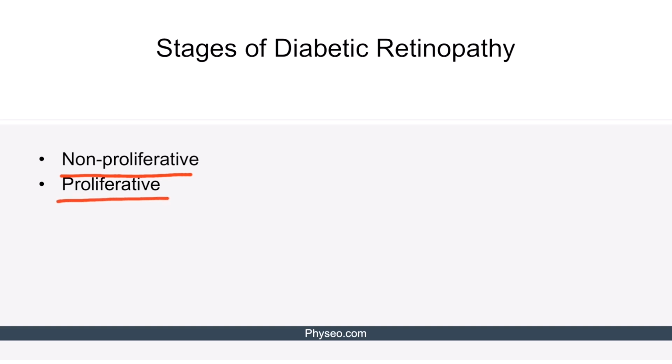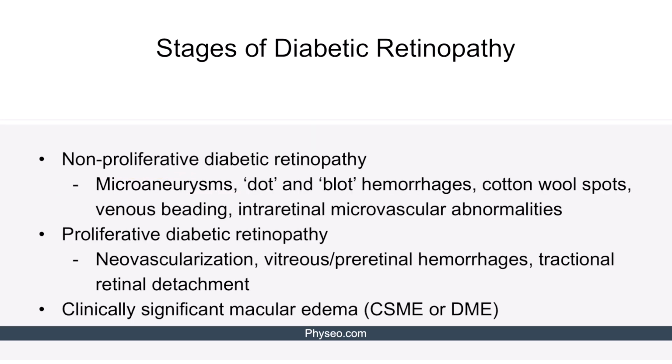On fundoscopic exam, when we can appreciate signs of diabetic retinopathy in the absence of neovascularization, we define this as non-proliferative diabetic retinopathy. And in more advanced stages, where neovascularization can be appreciated on exam, we define this as proliferative diabetic retinopathy. Let's try to focus on the most important changes, which help us guide the treatment.